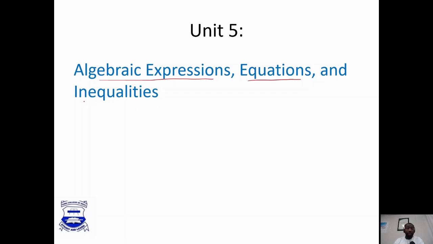equations and inequalities. What's the difference between these three terms? If I have x plus 2, it's an expression, in as much as you don't see any equal sign or any inequality symbol. But what if I have x plus 2 equal sign? Just because of the equal sign, it's an equation. Well, what if I have x plus 2 less than 4?